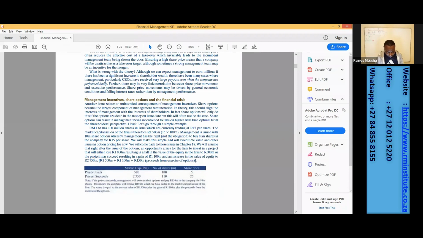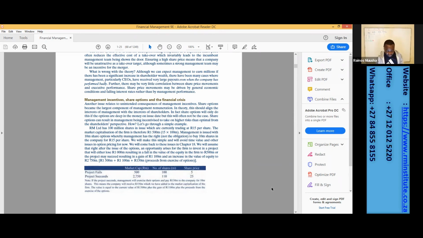Some of the management incentives that they talk about: they also offer management incentives and share options, which are used to ensure that the interests of the management are in line with the interests of the shareholders.